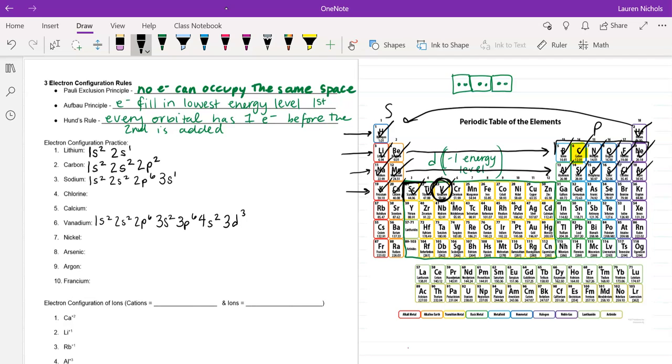And so for the most part on a test, you would only have to do the elements that are in rows 1 through 4. Very, very rarely would we ask you to do something in 5, 6, or 7.